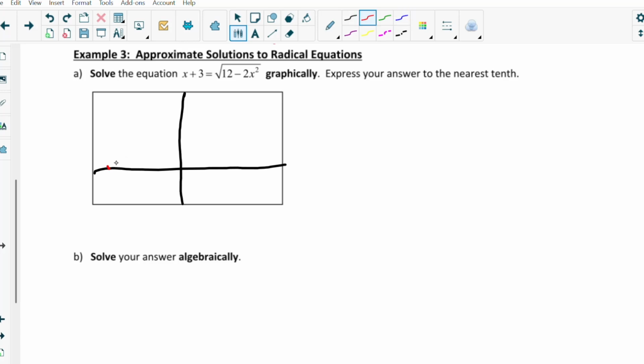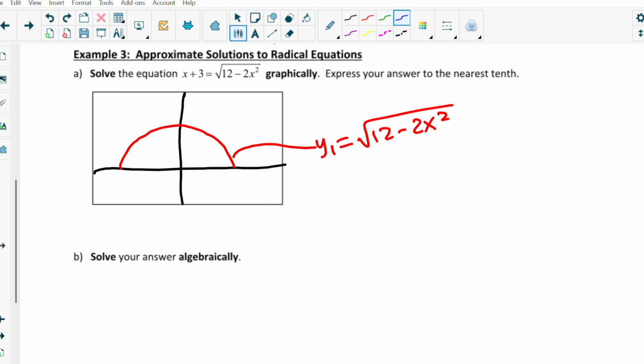And then, let's see. You're going to get something like this, like a dome. And this is your y1. So y1 equals the square root of 12 minus 2x squared. And then y2, we're going to get an intersection like something like this, folks. This is y2 equals x plus 3.